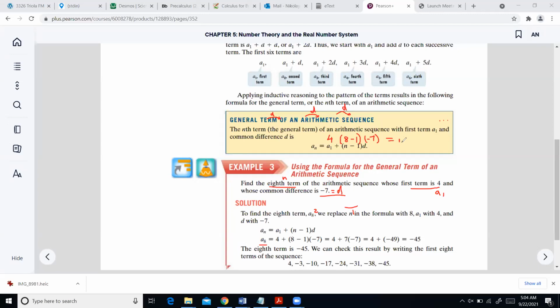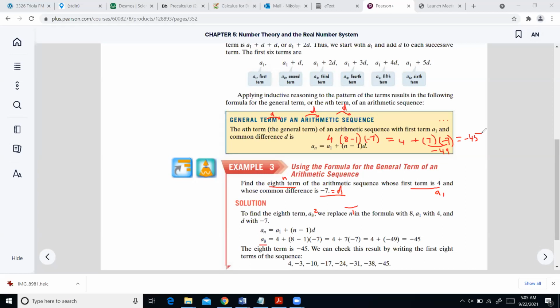So it looks like I'll be adding 4 with a product of 7 and -7. And this is going to be minus 49, right? When I add those 4, I will get -45. So we have this formula in use.